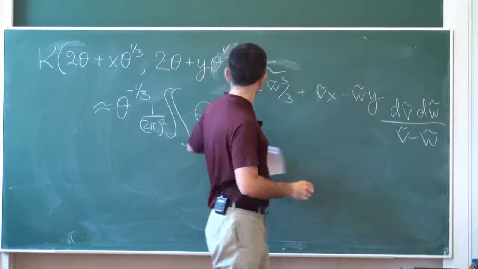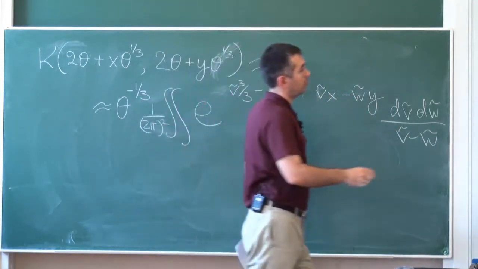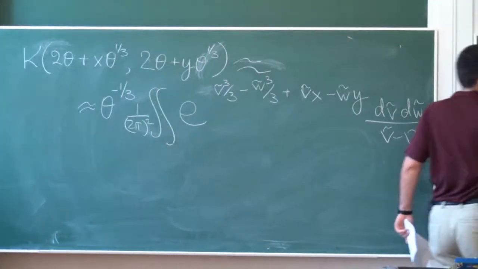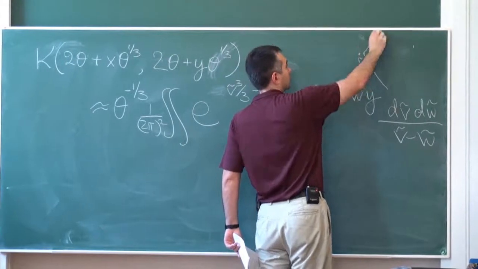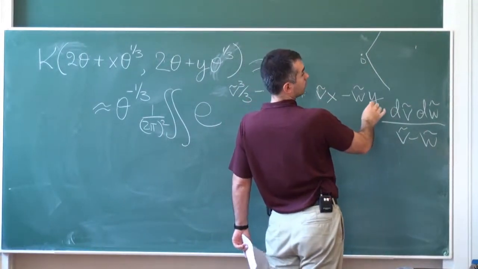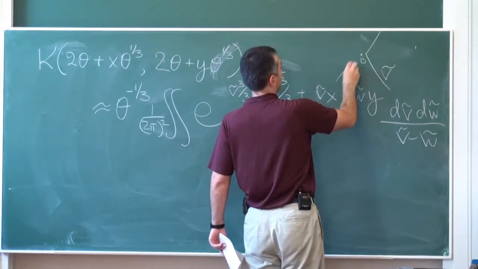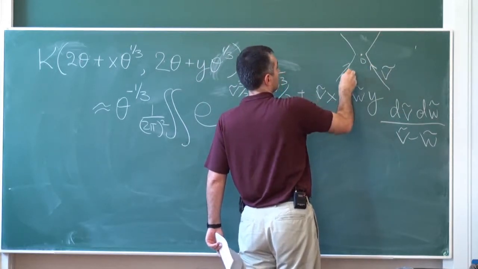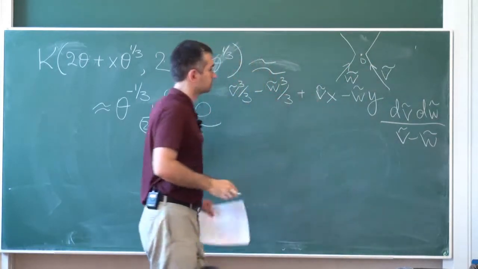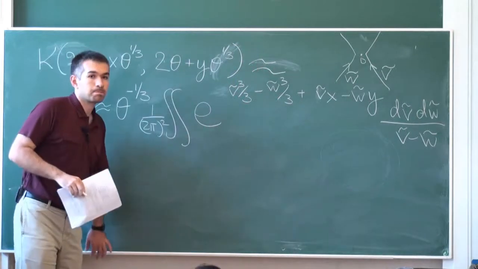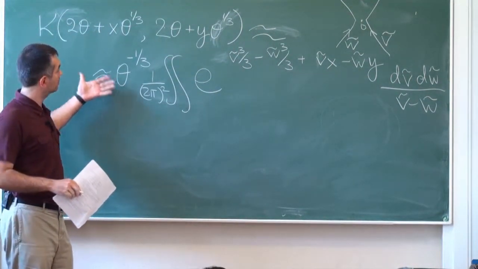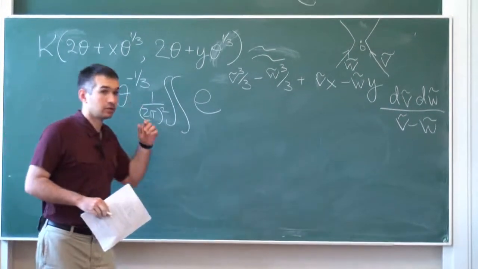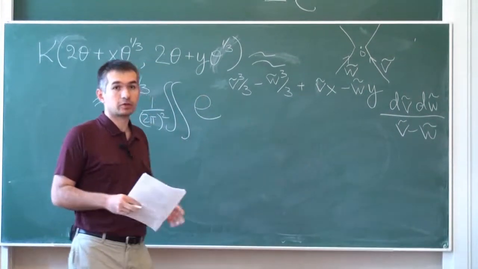And what are the contours for these integrals? Well, they are magnified contours like that. So I'll have now 0, and I'll have a contour like that. That will be the contour for v tilde, and I will have a contour like that. It will be w tilde. And this is the behavior of the correlation kernel near the critical point.